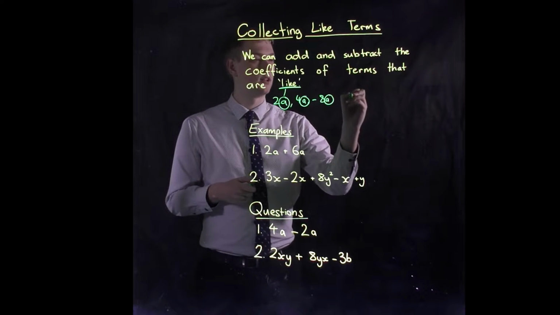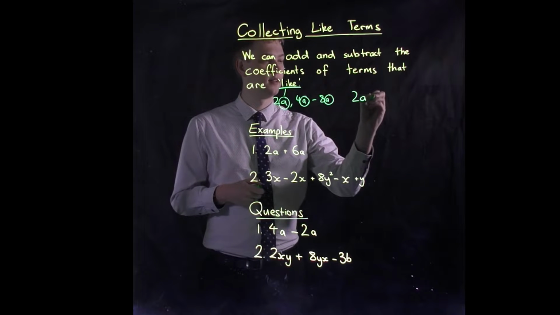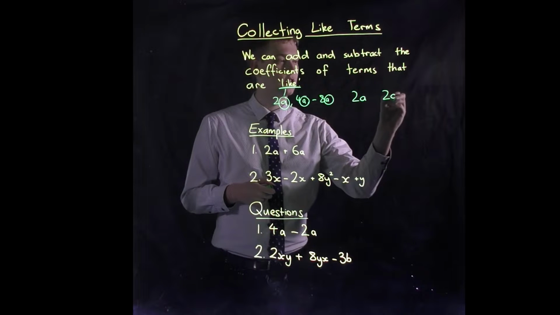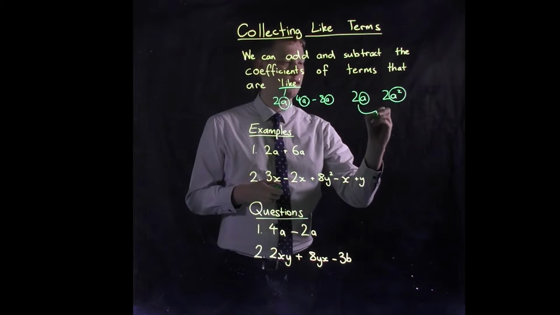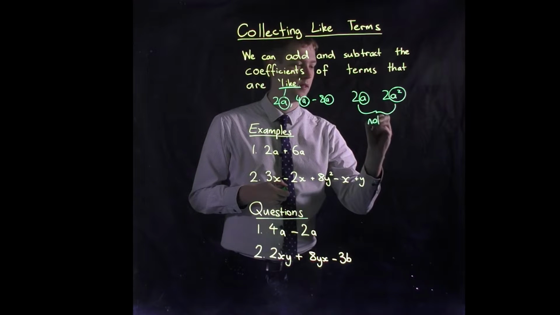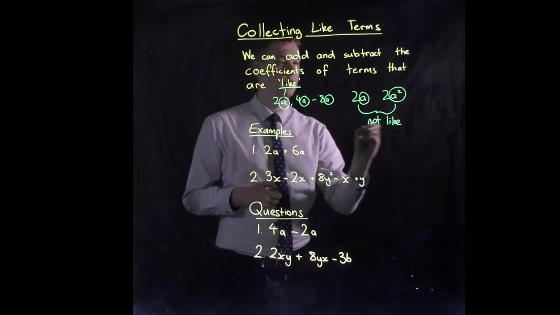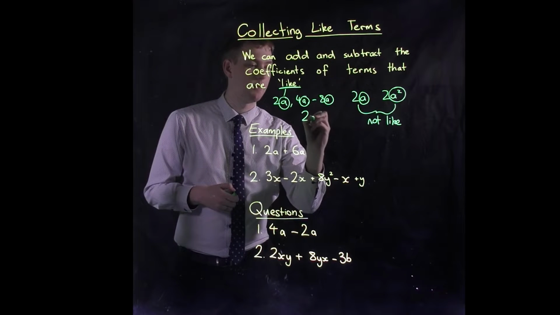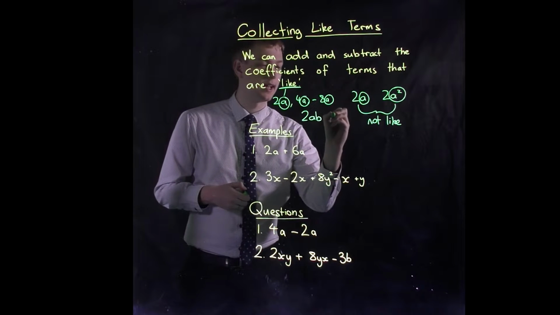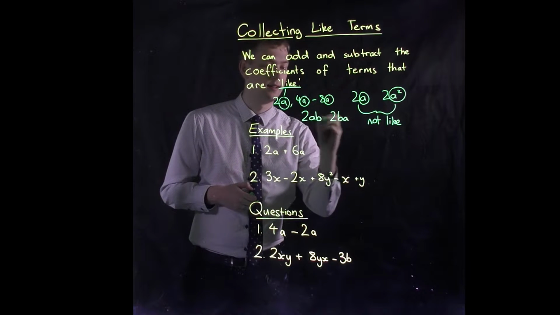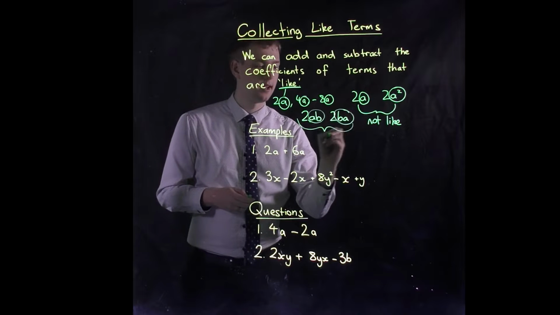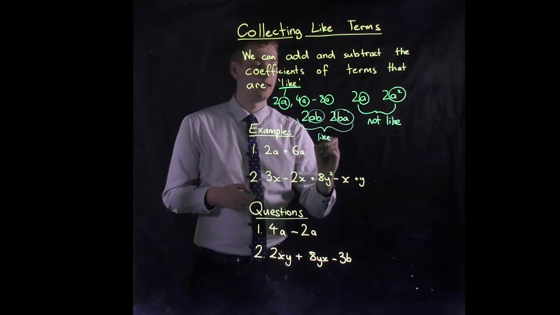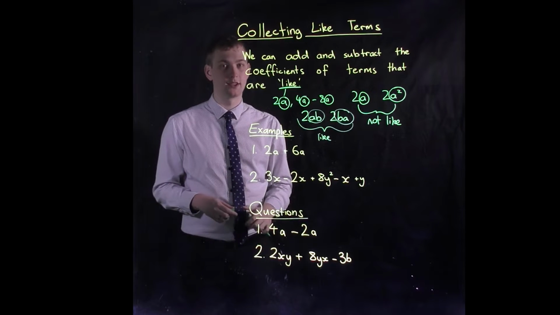They can also include powers, so 2a is not like 2a squared because these are different, so these two are not like. And something like 2ab is like 2ba because these can be in any order, so we can change the order of the a and the b. So these ones here are like. So that's just a recap of what like terms are.